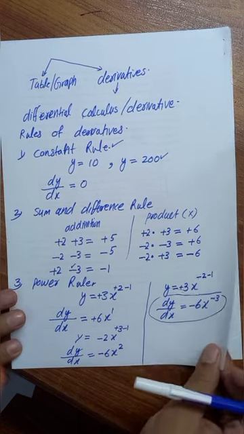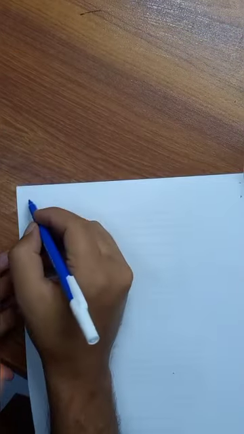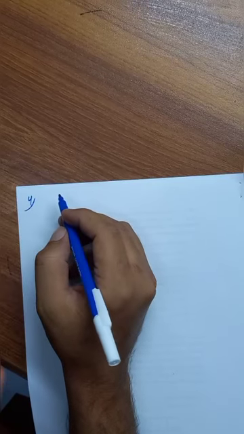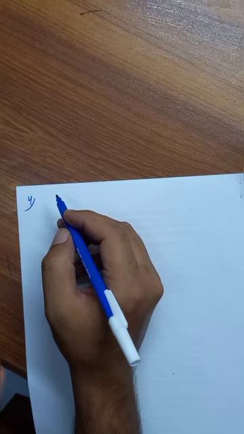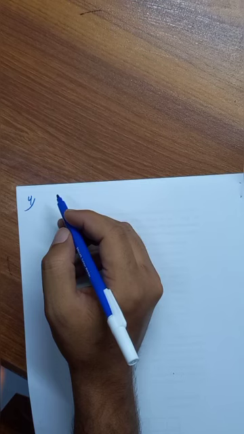And after that we have the fourth rule, which is the product rule.